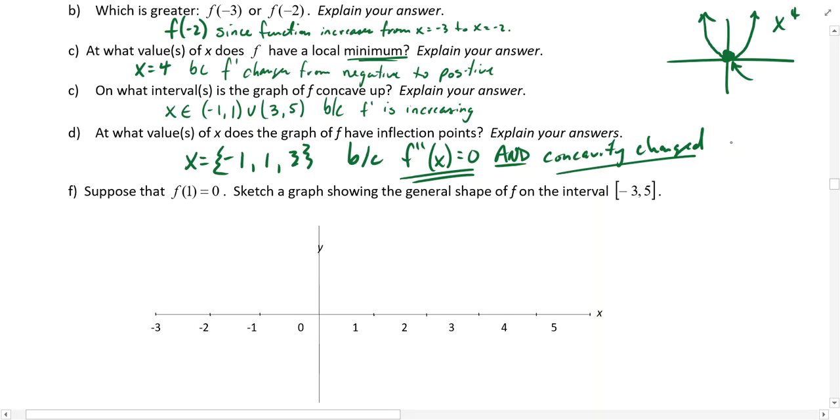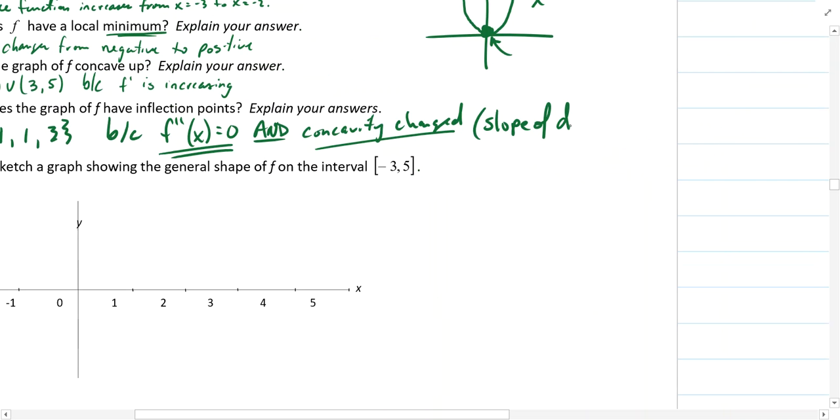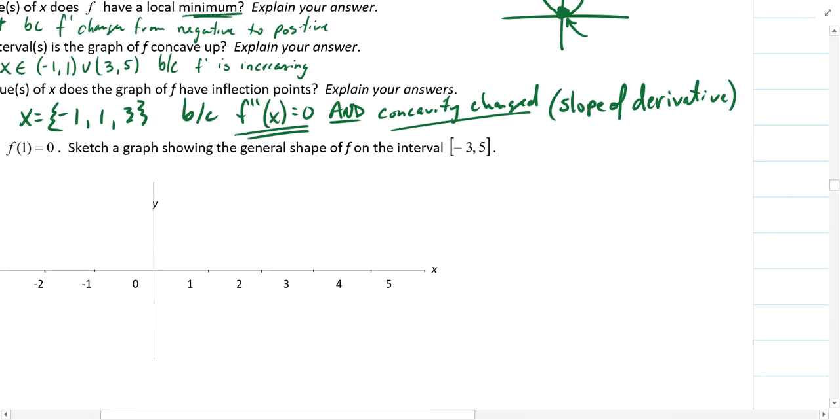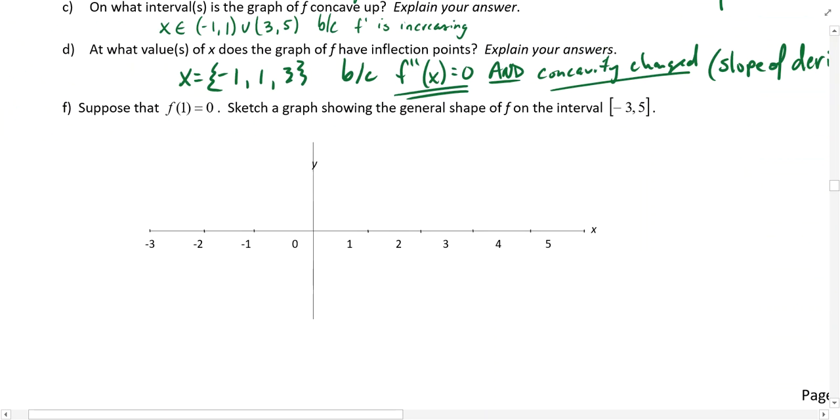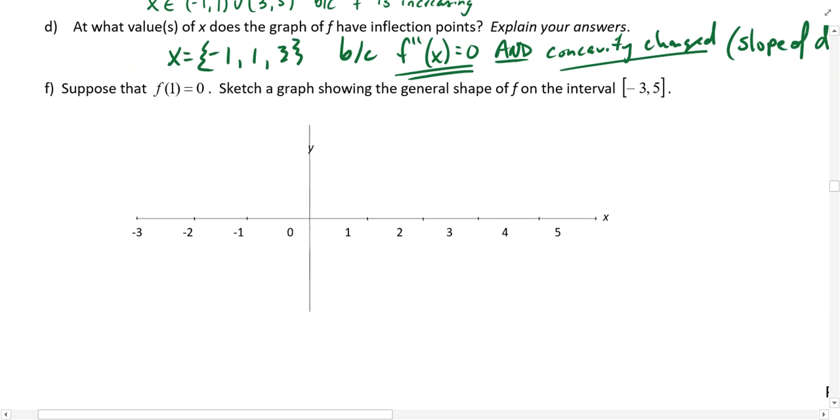And another way to say that concavity is changing is something like this: the slope of our derivative curve, so the slope of the derivative, would have to change from positive to negative or vice versa. And so if we put all of that together, do you think you can create a sketch of this particular graph?